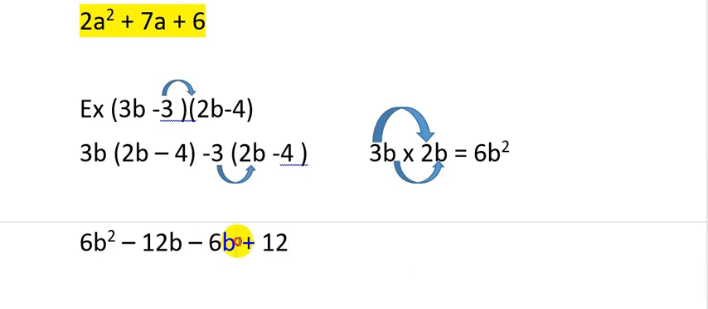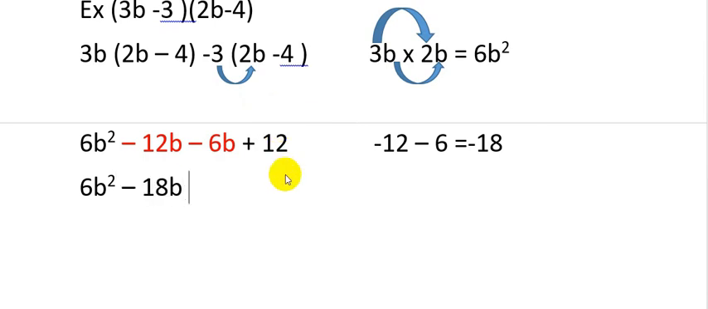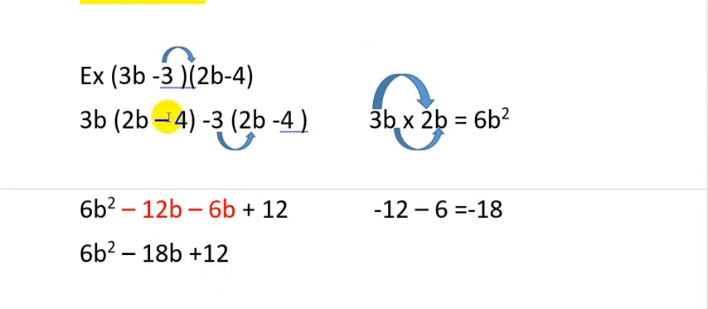As you can see, there are two similar terms, minus 12b and minus 6b. I can simplify it. As I mentioned earlier, minus refers to a credit, the amount you are owing. So you are owing 12 rupees and again you are owing 6 rupees. Altogether you are owing 18 rupees, which means minus 18. So your final answer is 6b square minus 18b plus 12. This would be the answer for this particular binomial expression.